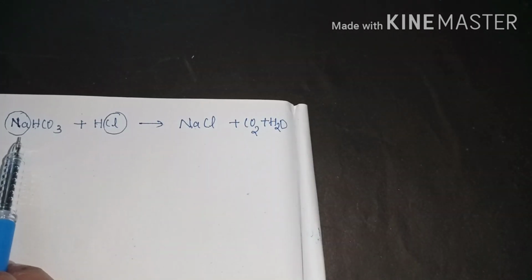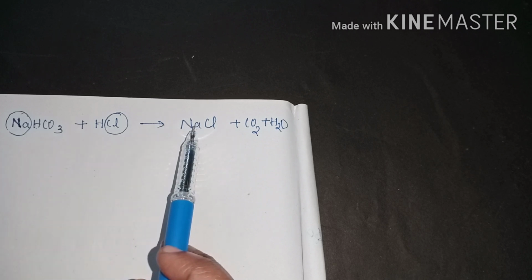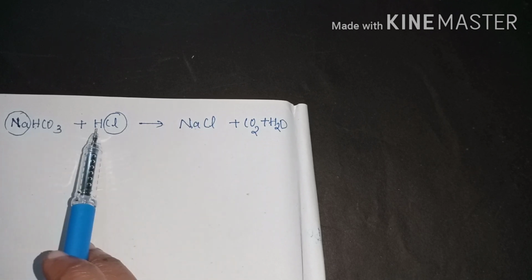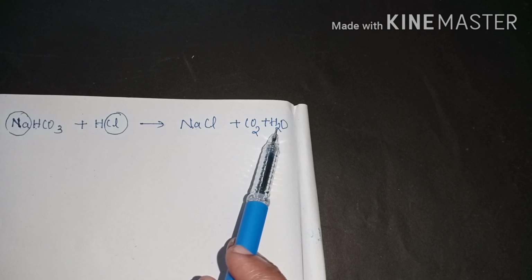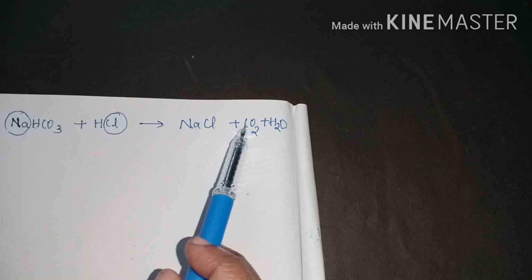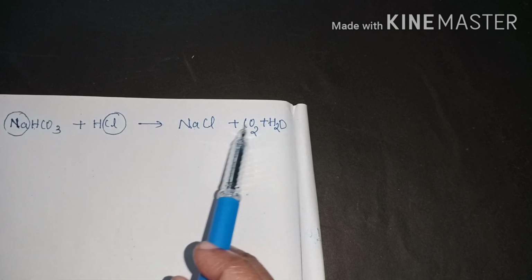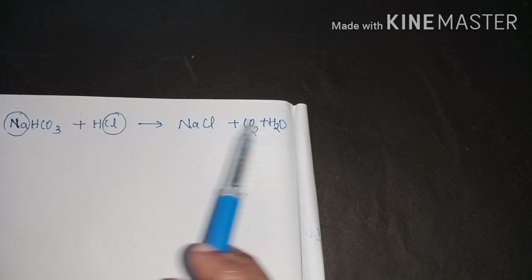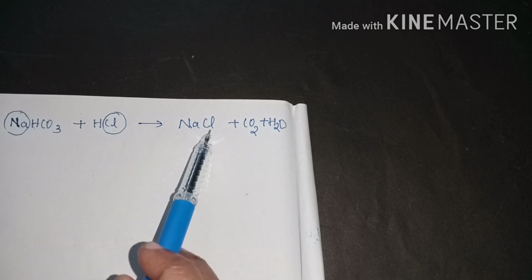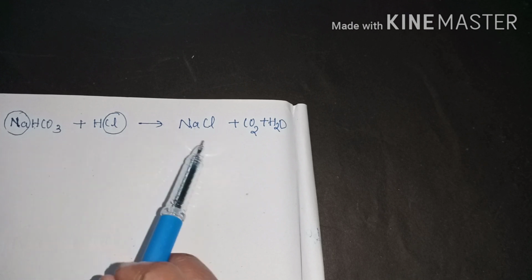Next we want to balance this equation. Here there is 1 sodium atom, here also 1 sodium atom. Here there are 2 hydrogen atoms, here also 2 hydrogen atoms. Here only 1 carbon atom, here also 1 carbon atom. Here there are 3 oxygen atoms, here also 3 oxygen atoms. Here only 1 chlorine atom, here also only 1 chlorine atom. So this equation is already balanced.